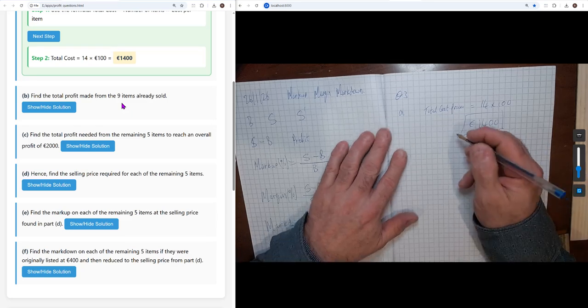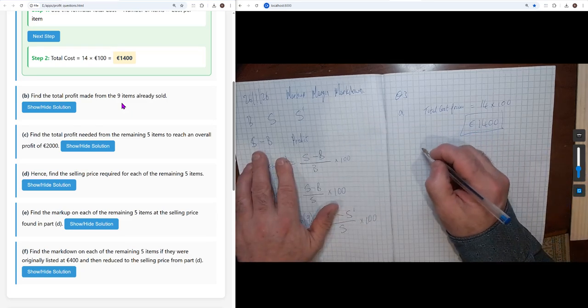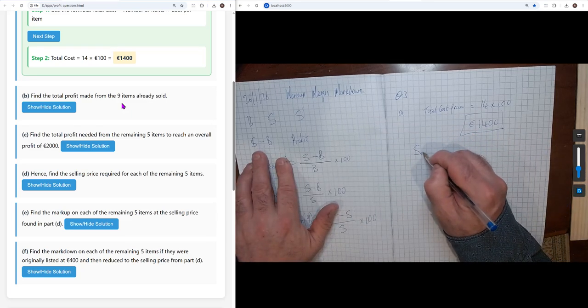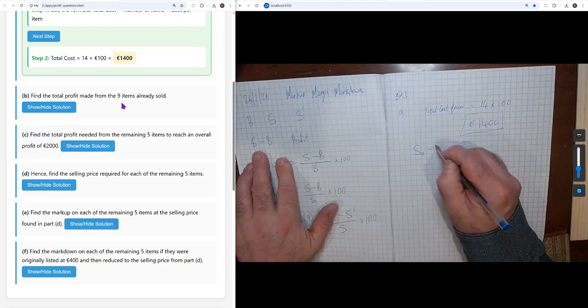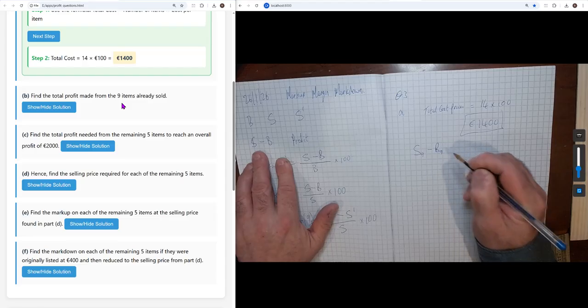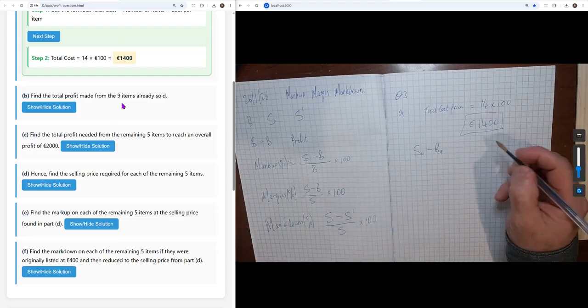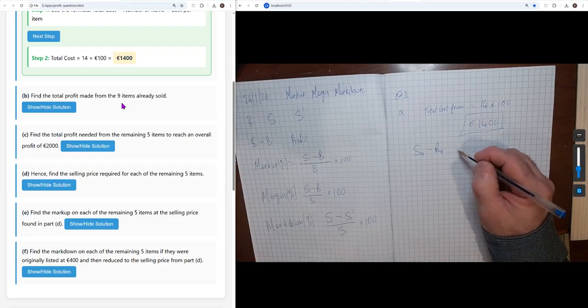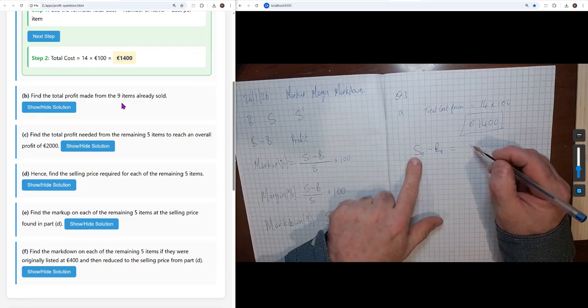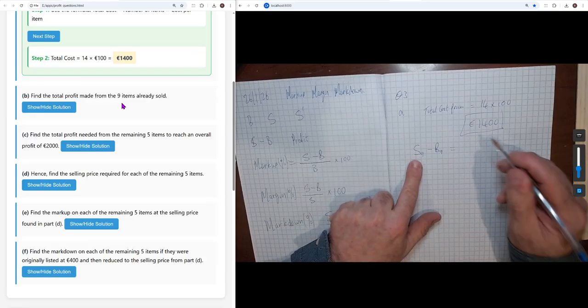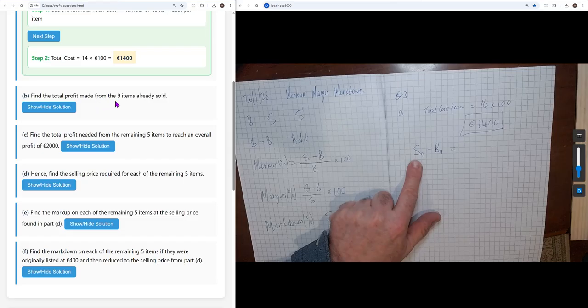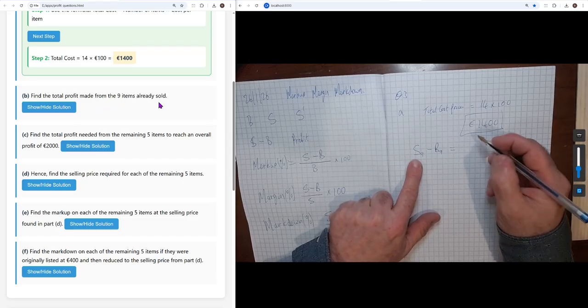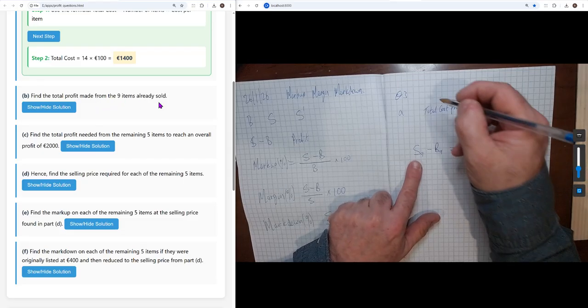So what's the profit? The profit is the selling price of the 9 minus the buying price of the 9. Okay, that was tricky actually, because you could have been tempted to use this. I think we might have been earlier. So what is the selling price of the 9 items? Let's read it again. Find the total profit made from the 9 items sold. Yes.